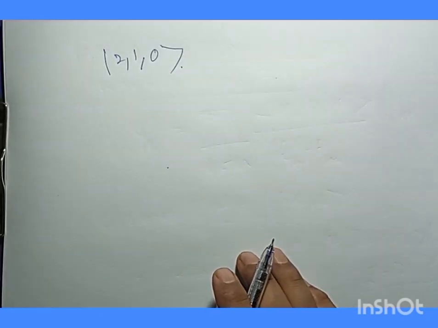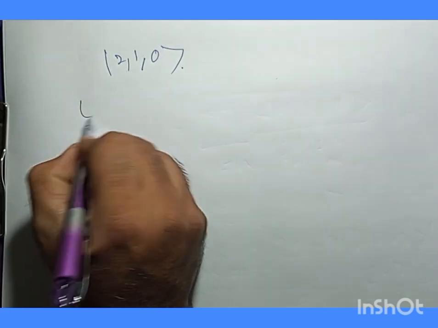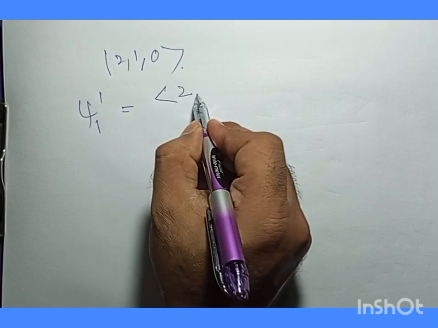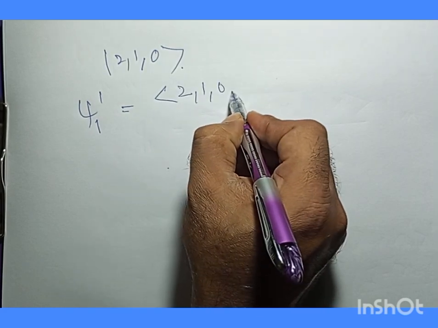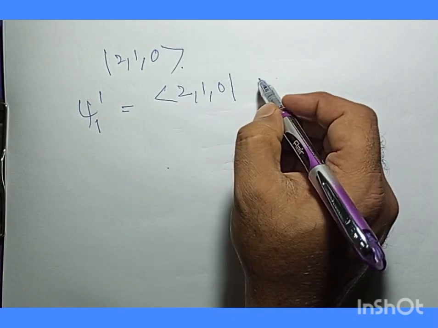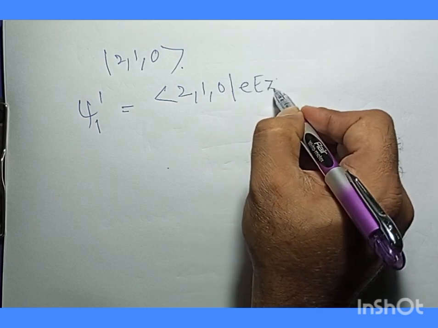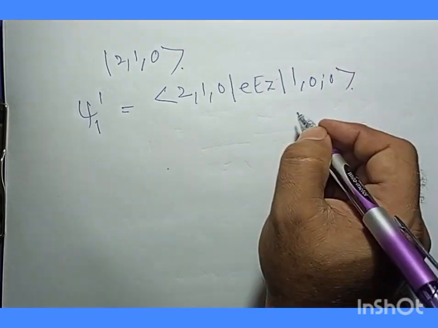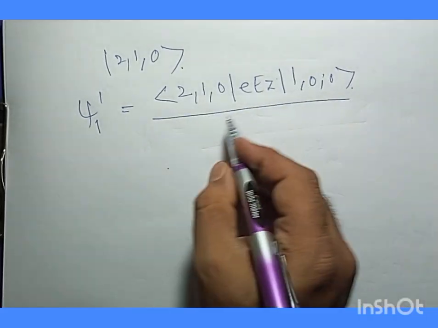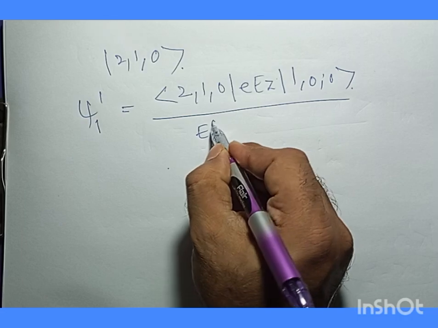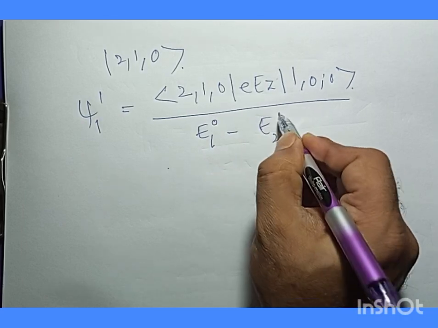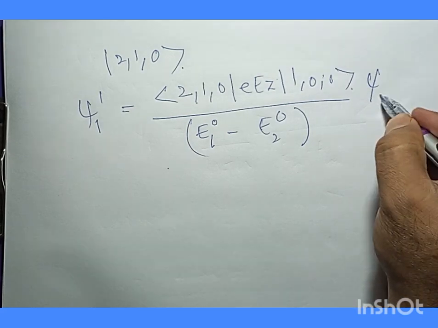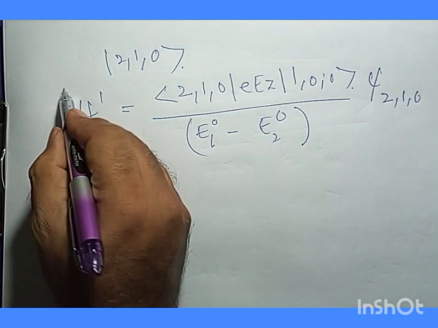Now the first order wave function, if I write psi 1 1 for this, it will be the matrix element of 2 1 0, then the perturbation E Z, then 1 0 0, divided by E1 0 minus E2 0, times psi 2 1 0.